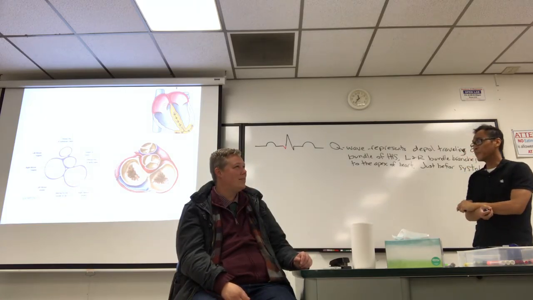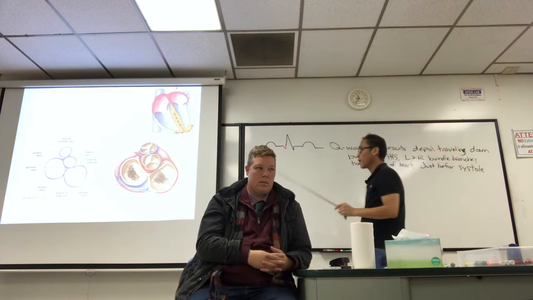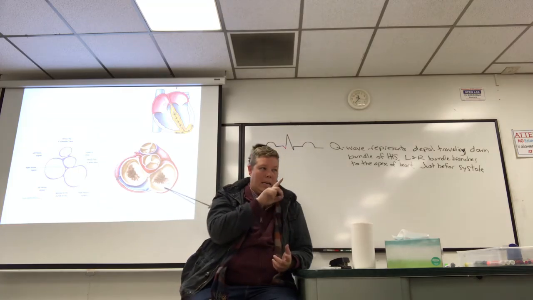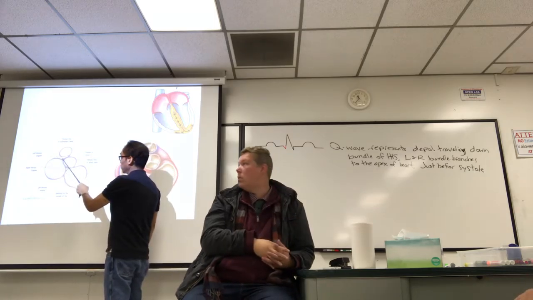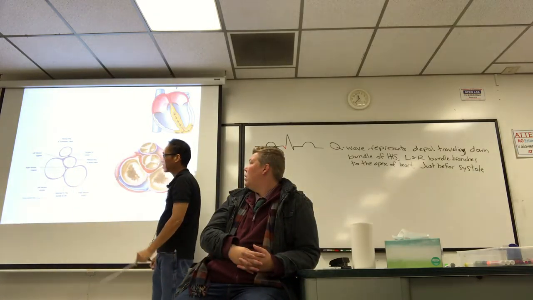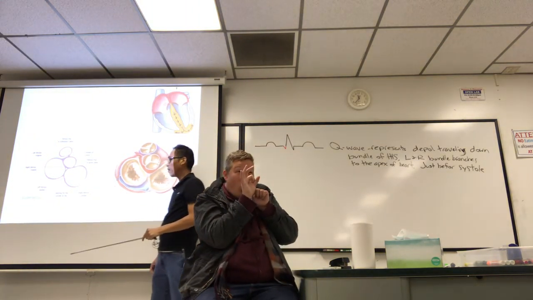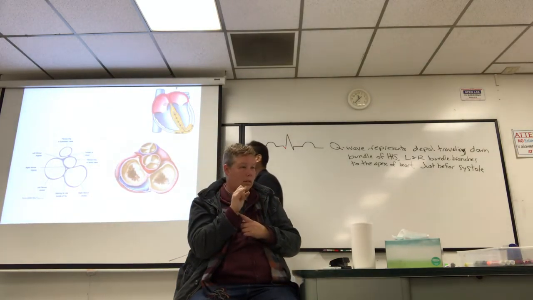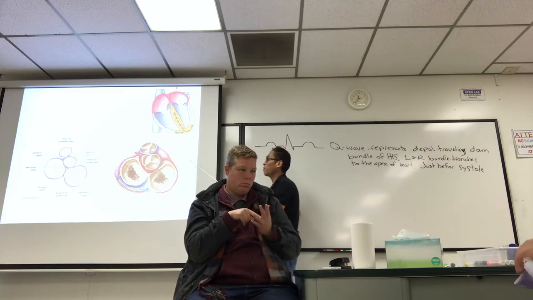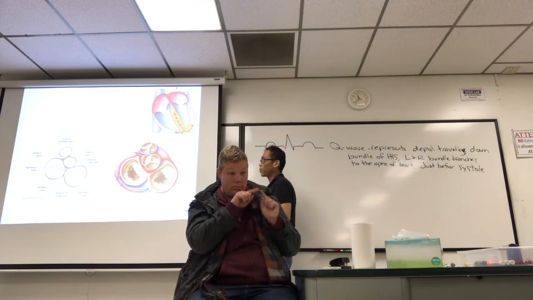So I wanted to show you this picture. Compare the four valves. The valves have this fiber skeleton that supports them. These rings. Okay. And someone asked about the bundle of His. See that little hole? That's for the bundle of His. You should be able to identify that hole because you're supposed to know the bundle of His. Okay. So don't let that little hole escape you. Anyways, that's kind of where the bundle of His is. It's kind of in between all of those heart valves. That's how the signal is spreading down. So this is very important to know.